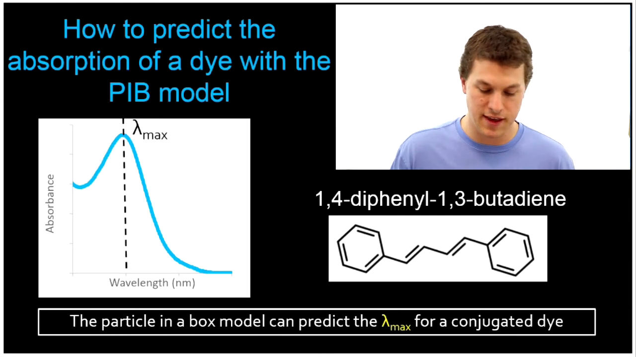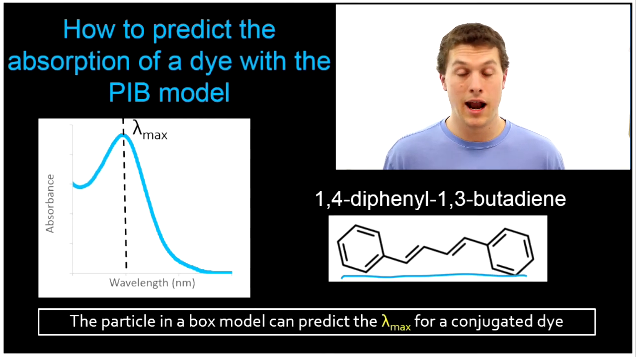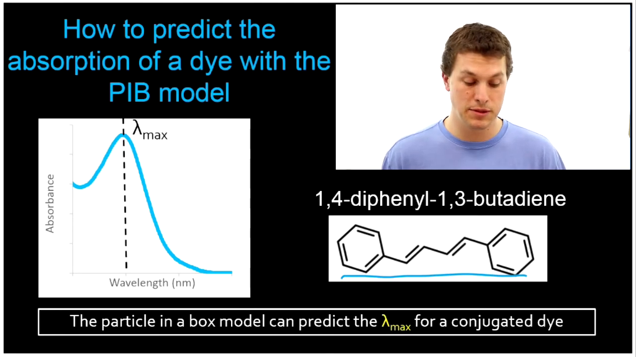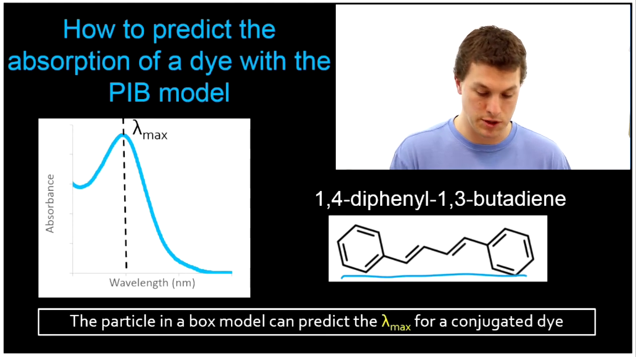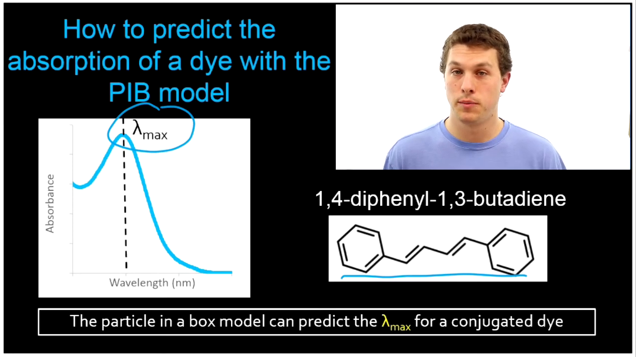So the whole question is, let's say I have some dye, like this guy down here. This turns out to be 1,4-diphenyl 1,3-butadiene. And I want to know if I put that on a UV vis, what's going to be the maximum wavelength of absorption, or lambda max. Where's this peak going to be? It may be a little surprising, but you can actually use the particle in the box model to do this.